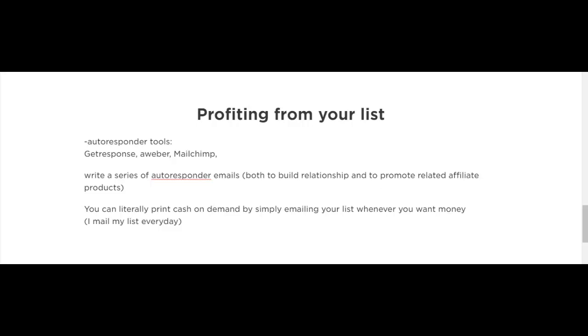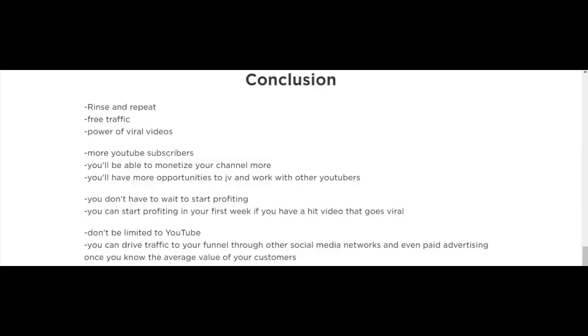And you could also write a series of autoresponder emails to build a relationship and also to promote related affiliate products. So basically, when someone opts in, joins your list, they'll automatically receive these emails from you. These autoresponder emails, you could write 5 of them, 10, or even 30 or more. And you will need an autoresponder such as GetResponse, Aweber, MailChimp, and so on. There are several autoresponder tools in the market. I've been using GetResponse for several years now, so I do highly recommend GetResponse.